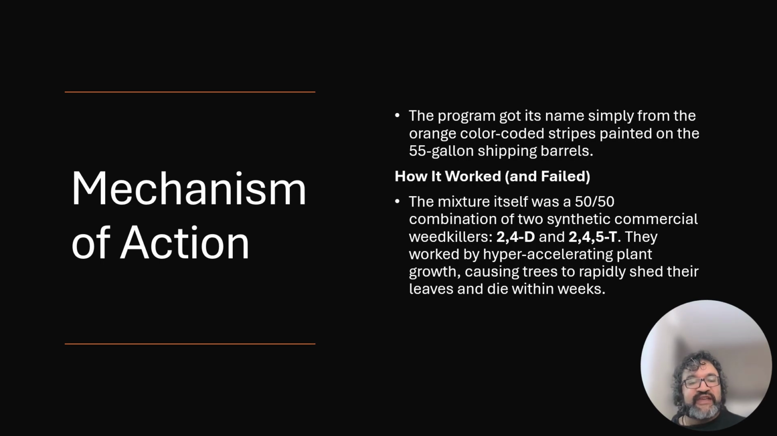So what was the mechanism of action for Agent Orange? The program got its name simply from the orange color-coded stripe painted on the 55-gallon shipping barrels. As for how it worked and failed, the mixture itself was a 50-50 combination of two synthetic commercial weed killers. They worked by hyper-accelerating plant growth, causing trees to rapidly shed their leaves and die within weeks. This is the type of mechanism of action that Agent Orange was responsible for.